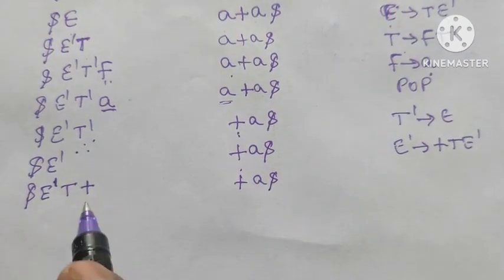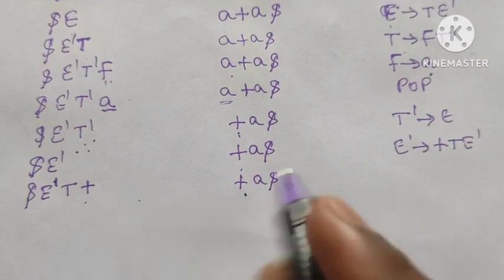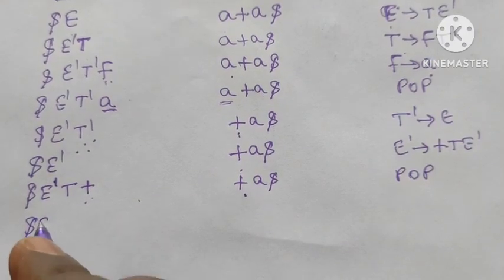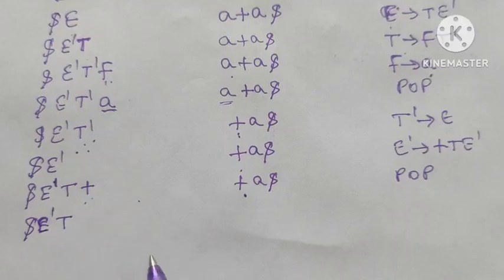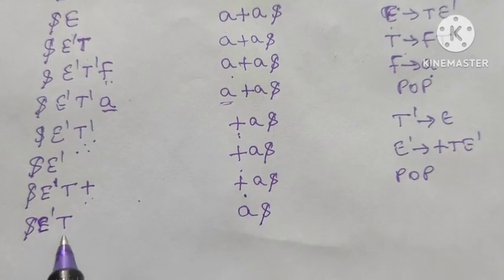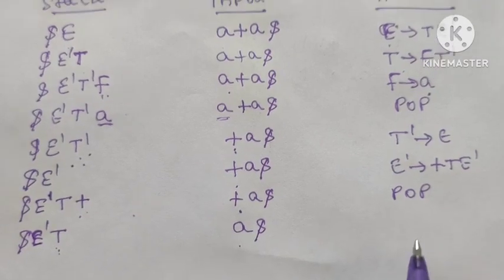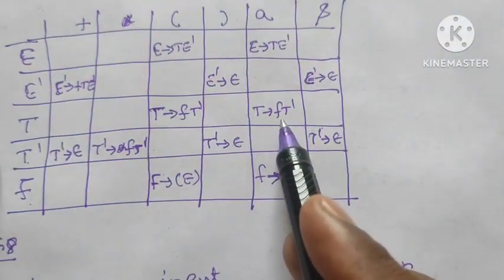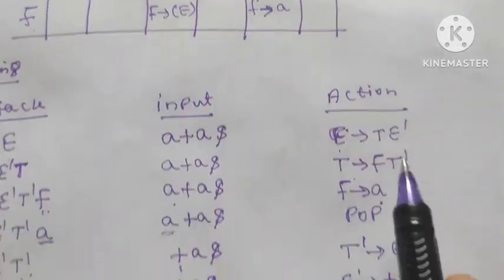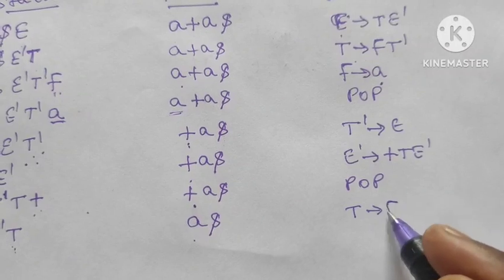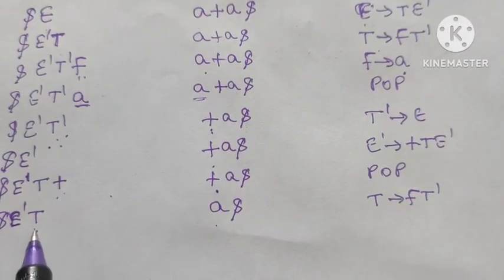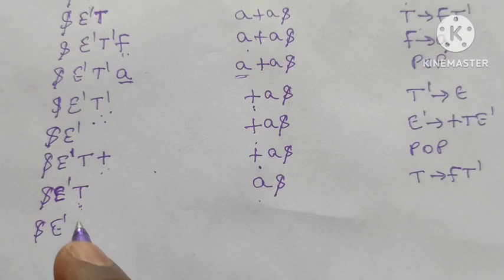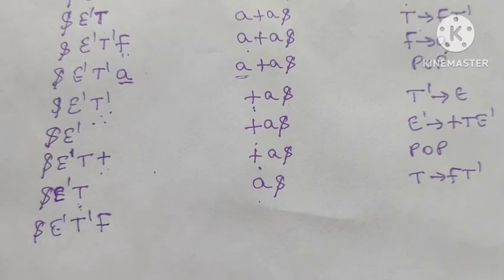Now on the left and right side you have identical terminals. That means pop it off. So pop. Now what happens if this plus goes off? So dollar E dash T, then here plus goes off, A will be remaining. Now T and A, see T and A in the table. T and A actually meet in FT dash, isn't it? So T tends to FT dash. Now this T has to be replaced by T dash F, in reverse. So dollar E dash T dash F.